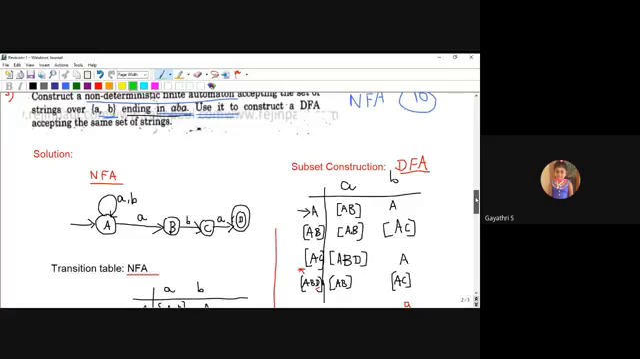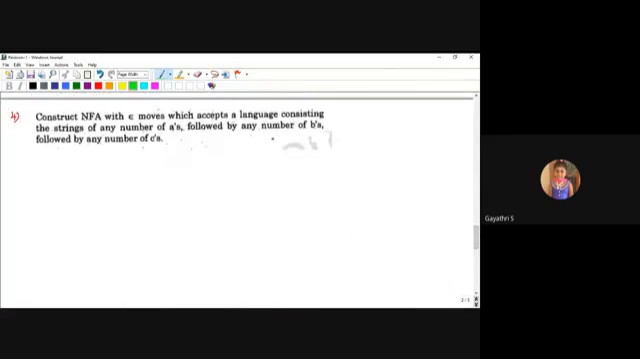Okay, next. It is a simple one. Construct an NFA with epsilon moves, that is epsilon NFA, which accepts a language consisting of strings of any number of A's followed by any number of B's followed by any number of C's. Solution: any number of A's.